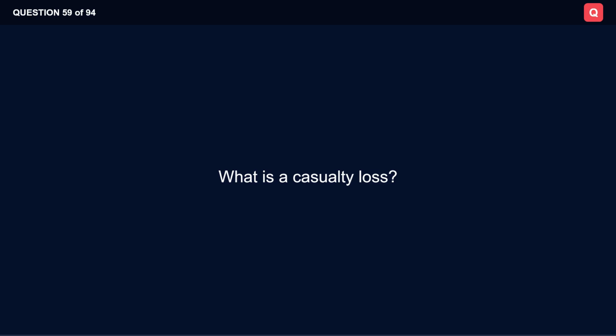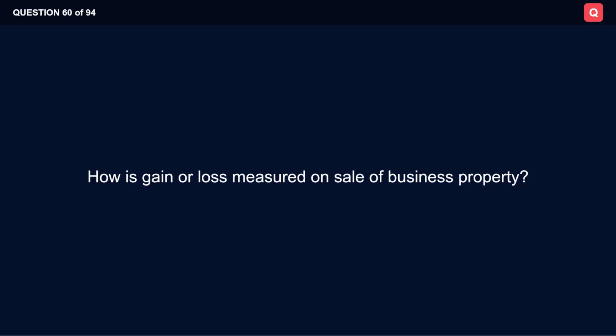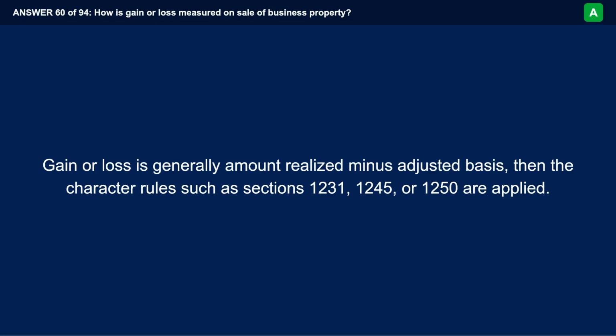What is a casualty loss? A casualty loss is a loss from sudden, unexpected, or unusual events such as storms, fires, or theft, subject to differing rules for business and personal property. How is gain or loss measured on sale of business property? Gain or loss is generally amount realized minus adjusted basis. Then the character rules such as Sections 1231, 1245, or 1250 are applied.